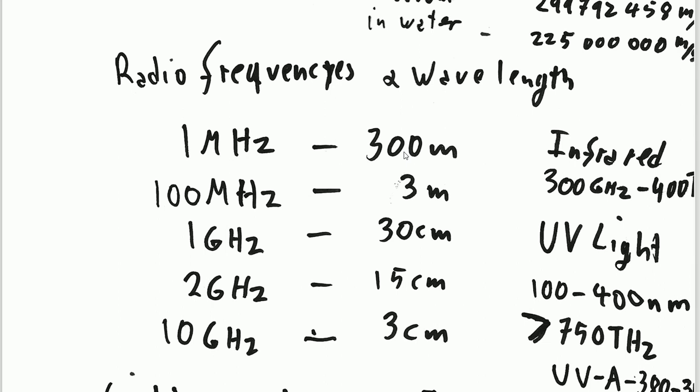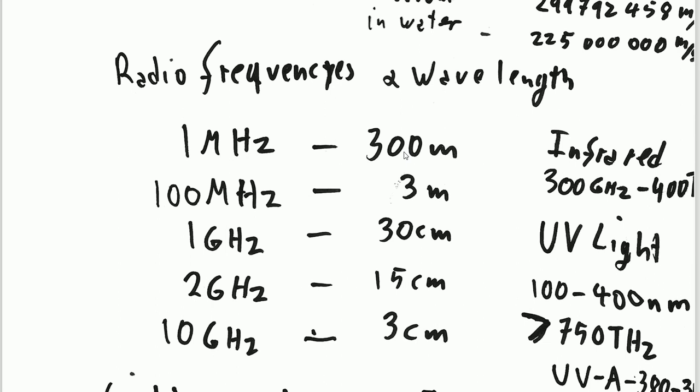Then we have got 2 gigahertz, that's 15 centimeters. So that's again Wi-Fi. Your microwave oven is 2.4 gigahertz. And then 10 gigahertz, that's where you have satellite television. The wavelength is about 3 centimeters. Again, the antenna would only be 1.5 centimeters in length to deal with that. And we use dishes and stuff like that to amplify the signal.